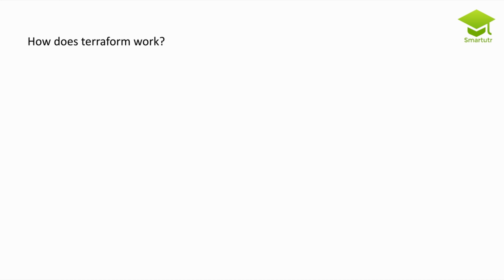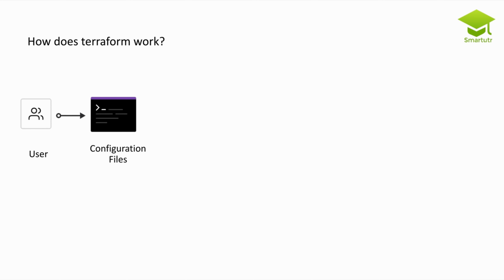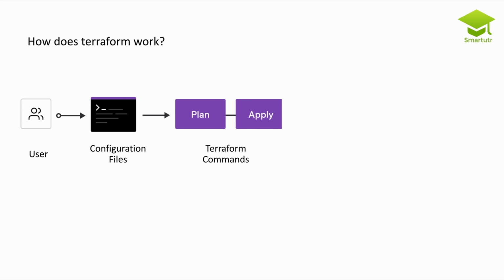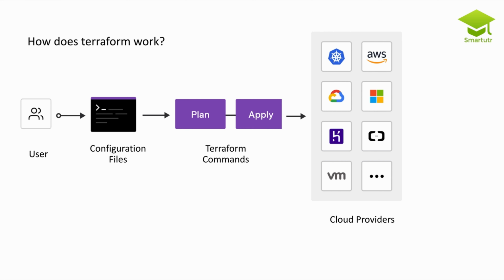How does Terraform work? Terraform works by reading and executing a configuration file that defines the desired infrastructure resources. This configuration file is written in the HashiCorp Configuration Language, or HCL, which is a declarative language that allows you to specify the desired state of your infrastructure resources. When you run the terraform apply command, Terraform reads the configuration file and determines the necessary actions to achieve the desired state. It then communicates with the relevant cloud provider's API, such as AWS, Azure, or Google Cloud, to create and manage the resources.